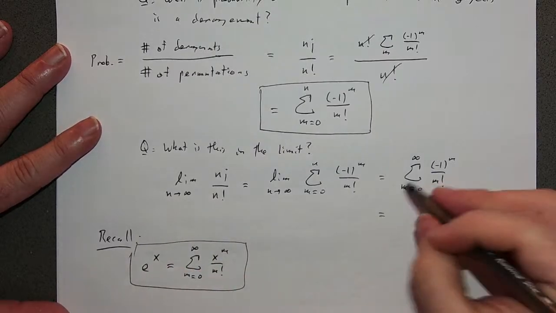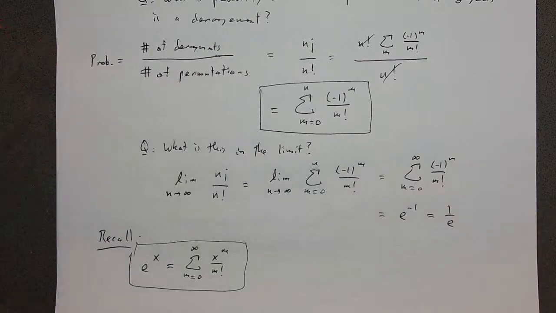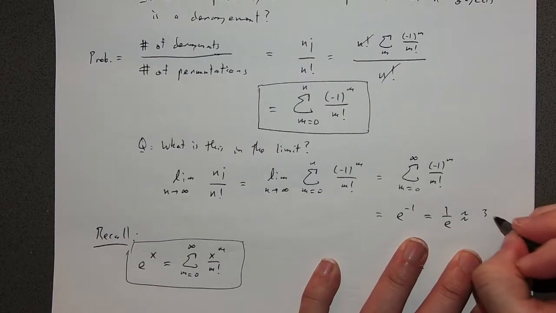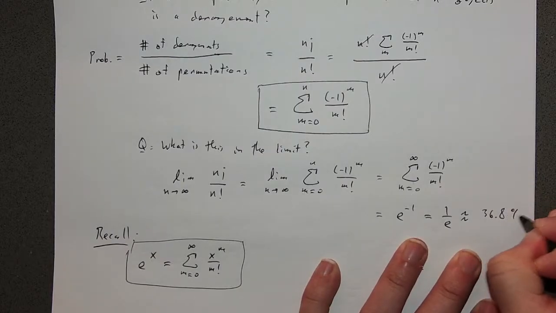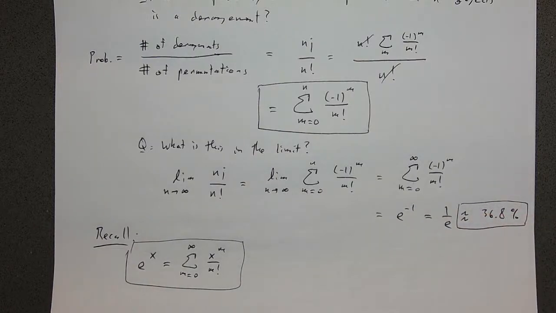And thus, I recognize this is e to the minus 1. This is 1 over e. That is, this is like 36.8%. So, you've got about a 36.8% chance that what you get is a derangement if you have a very large class. So, for a sizable enough class, this is what you get.